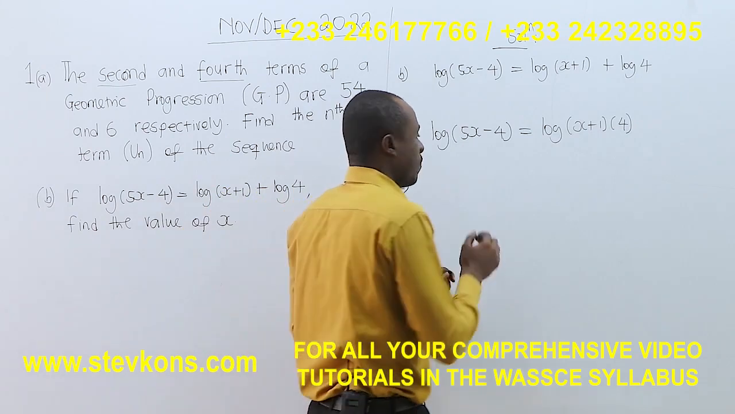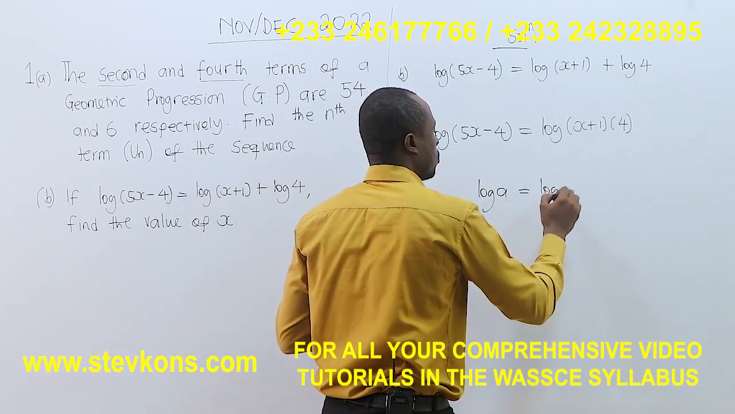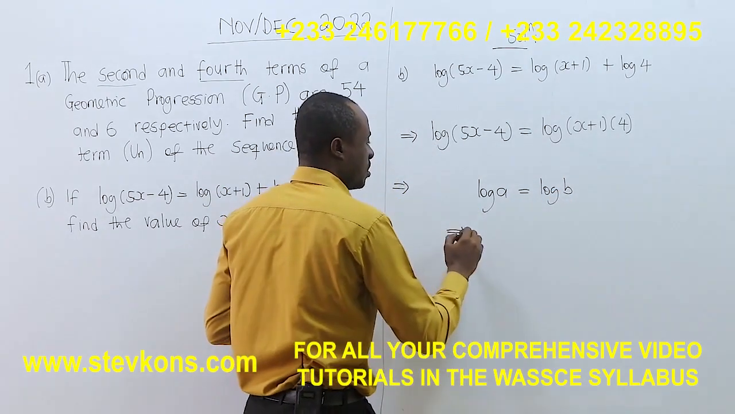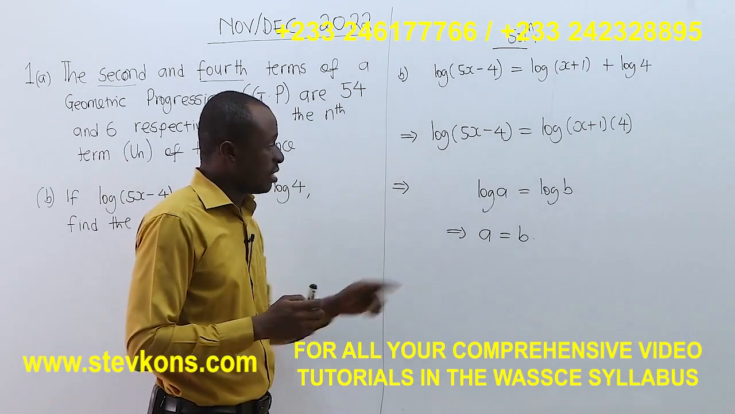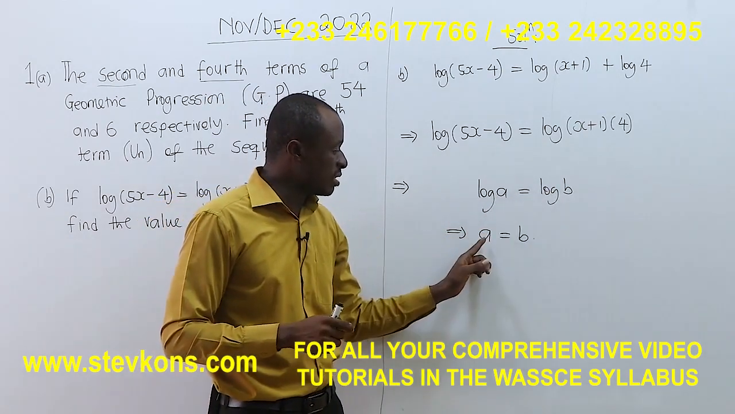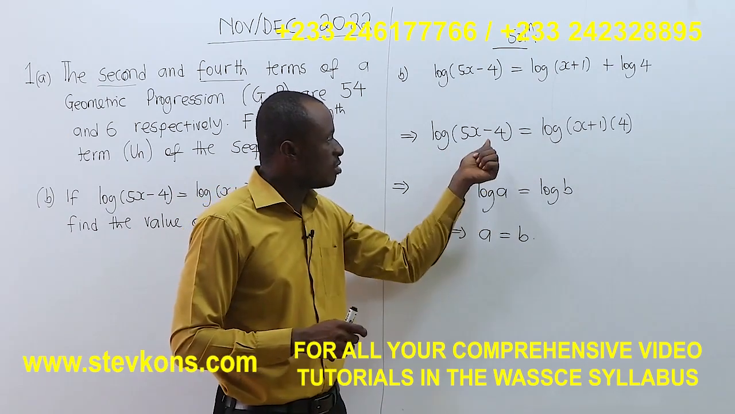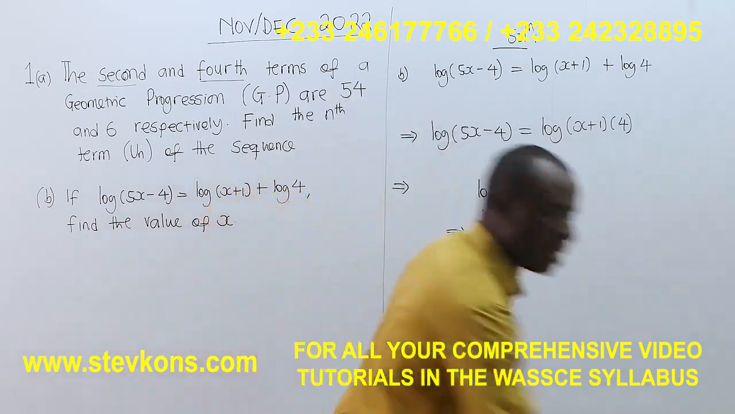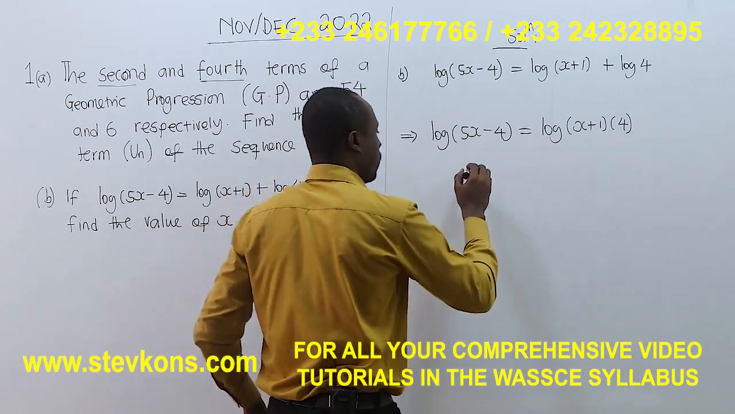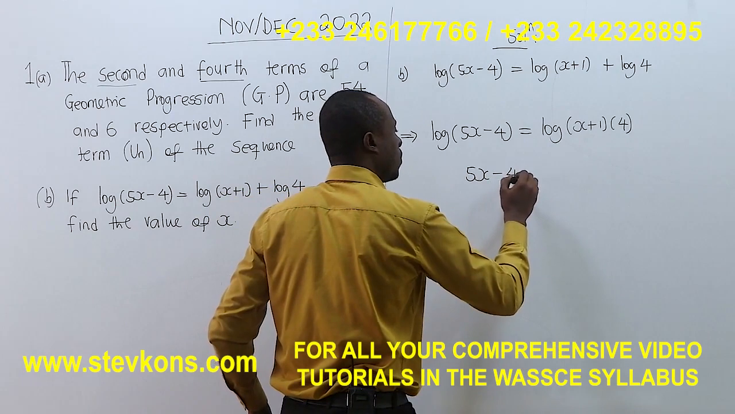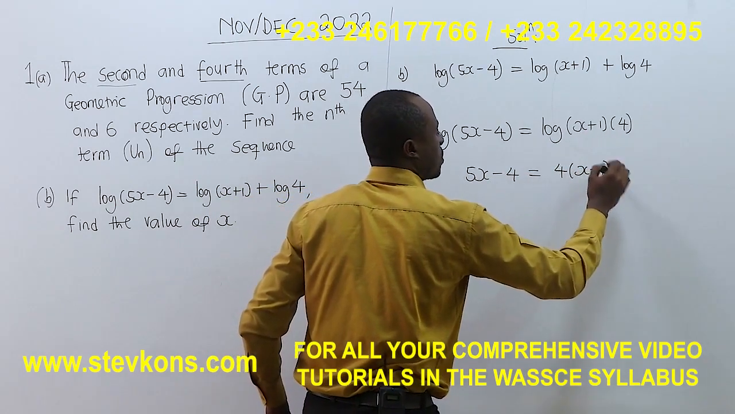Now from here, you see, if we have log A equal to log B, then we say that A is equal to B. In this case, the base is 10. So you just equate this to that. So clearly from here, we have 5x minus 4 equal to 4 times (x plus 1).